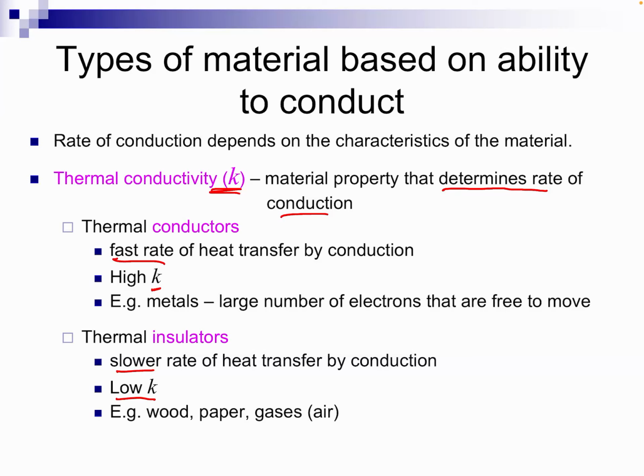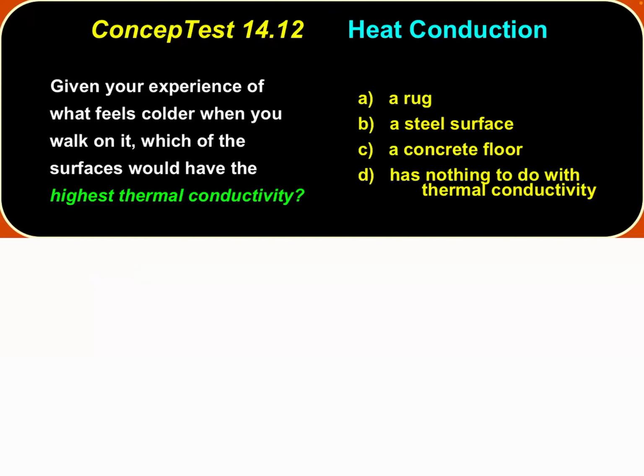Good. So we've learned how heat is transferred by conduction and the property of the material that determines how fast energy is transferred by conduction. And now let's look at this conceptual example to emphasize what heat transfer by conduction is. Given your experience of what feels colder when you walk on it, which of the following surfaces, A, B, C, would have the highest thermal conductivity? A rug, steel surface, or concrete floor?